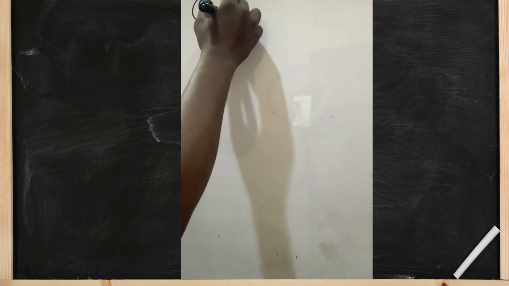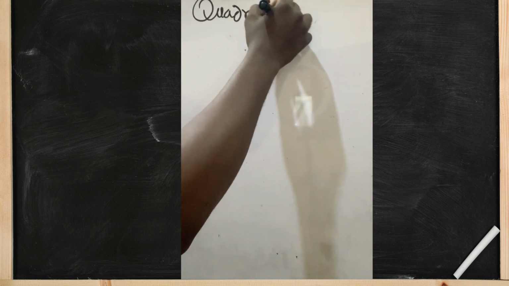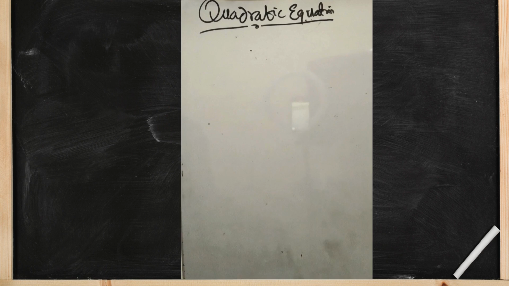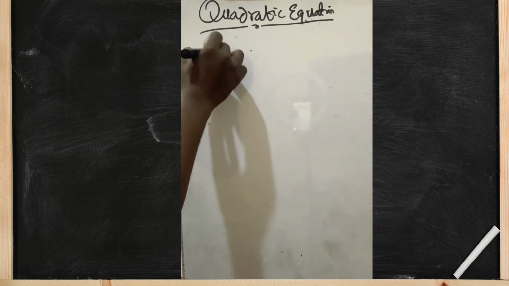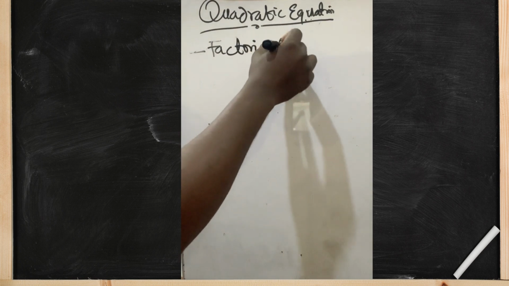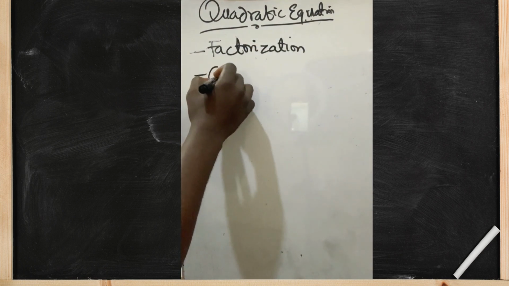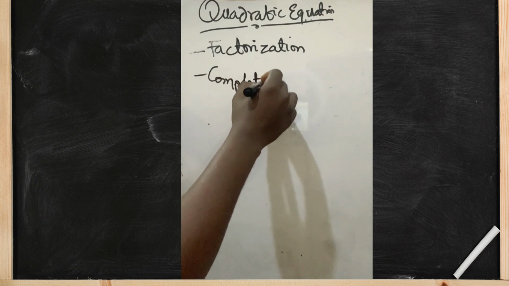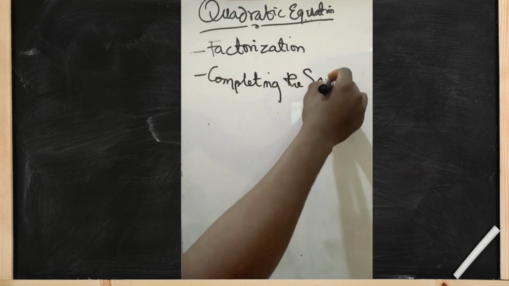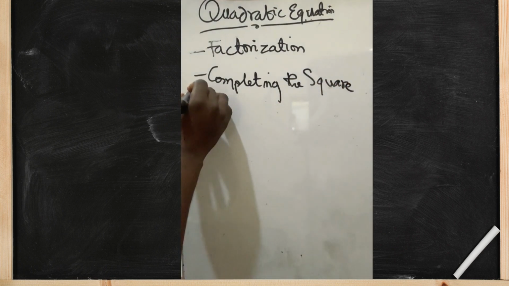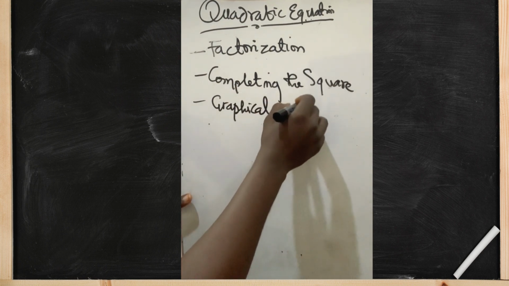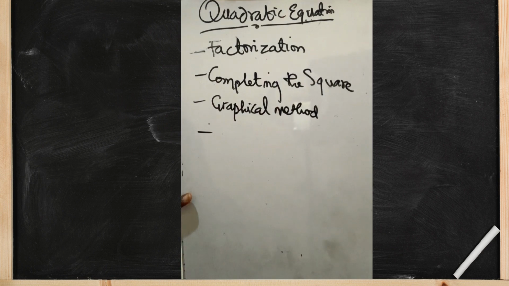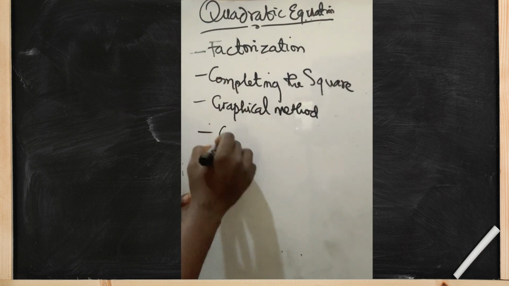So today we'll be talking about a new topic called quadratic equation. Quadratic equation can be solved in about 4 different ways. You can use the factorization method. We can use completing the square method. We can use graphical method, and the last one is quadratic formula.